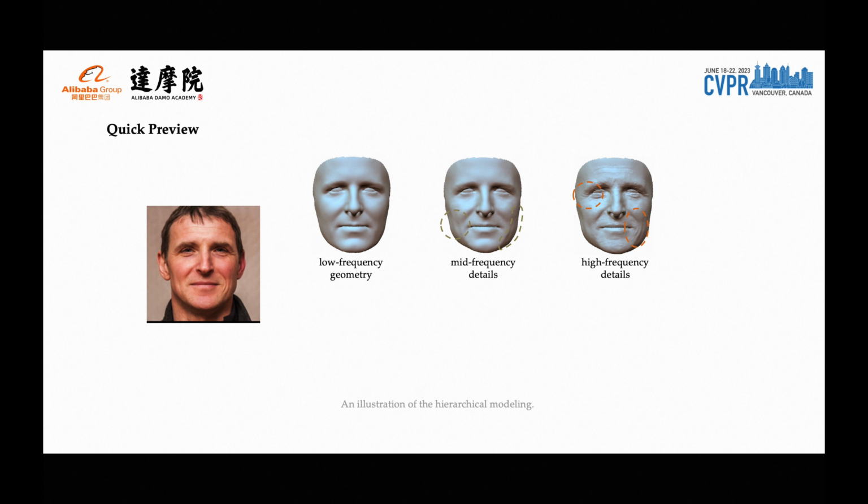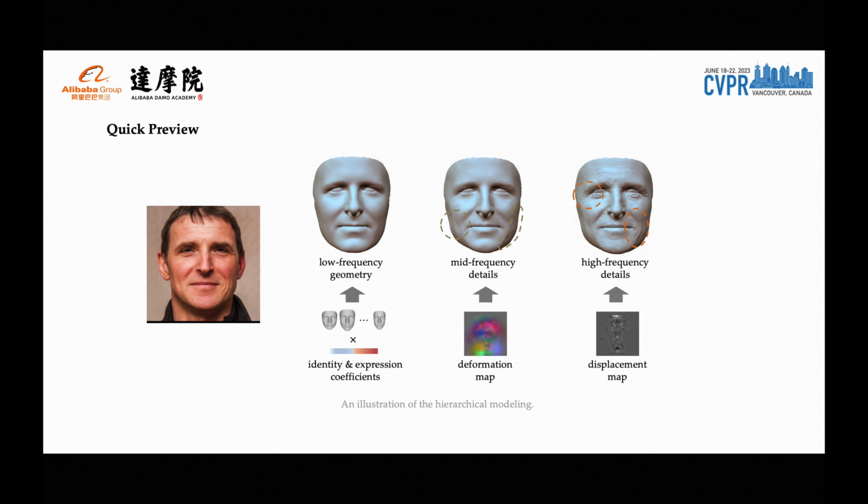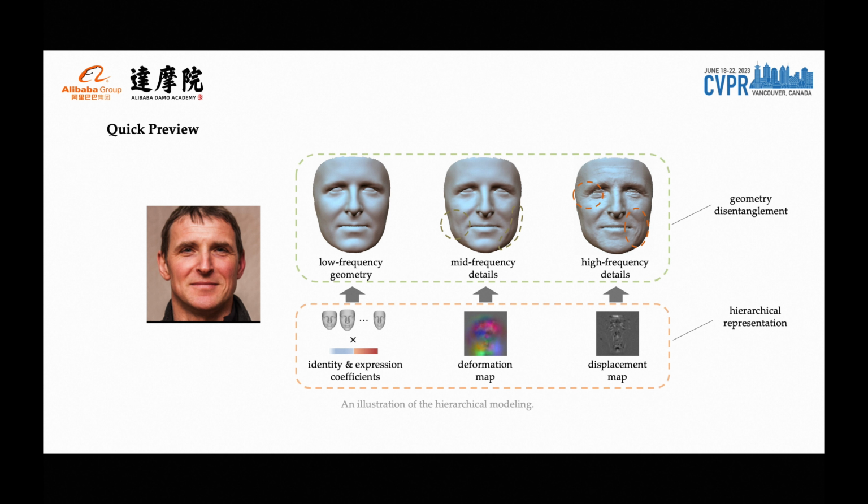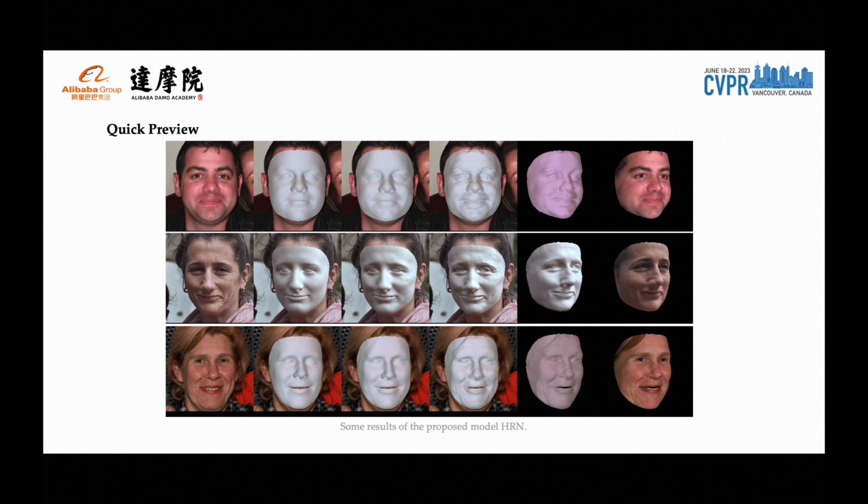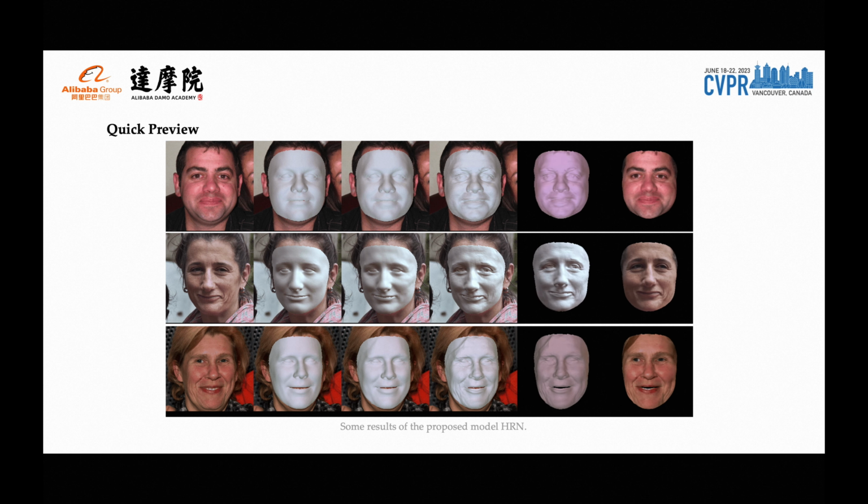Then, in a hierarchical fashion, we model these parts with face-wise blend shape coefficients, vertex-wise deformation map, and pixel-wise displacement map respectively. Through the geometry disentanglement and the hierarchical modeling strategy, we achieve accurate and highly detailed face reconstruction results, making full use of the abundant details from the input face.